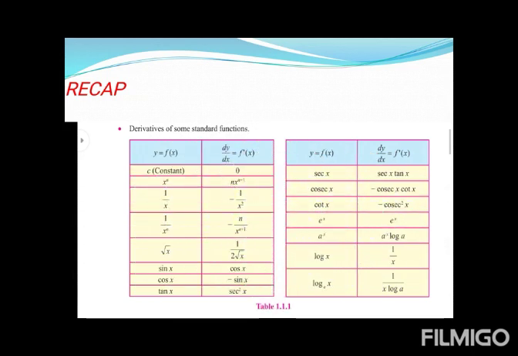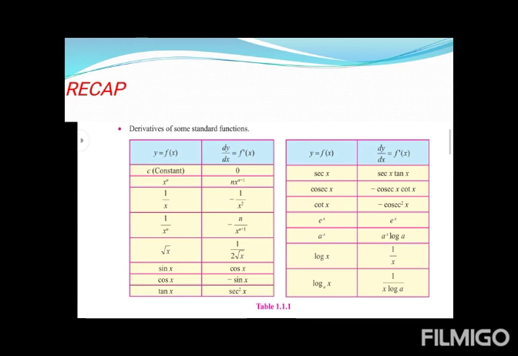Let us start with our formulas. These formulas you already studied in 11th standard, and in the previous lecture also I taught them. Let us see a quick recap of the differentiation formulas.